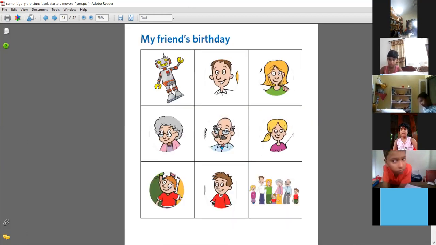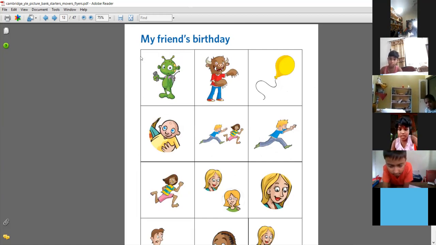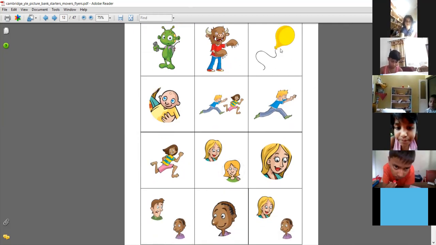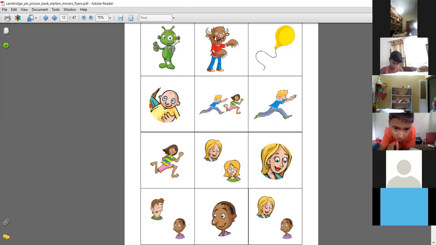Okay, I will go through the pictures again. First one is an alien. Number one, alien. Then the second one is a monster. Third one, balloon. Fourth one, baby. Fifth one, children. Children means many kids, more than one. If there are more than one child, we say children. Next one is a boy. Boy or else we can call child. Next one is a girl. Also we can call child. We can also say girl.